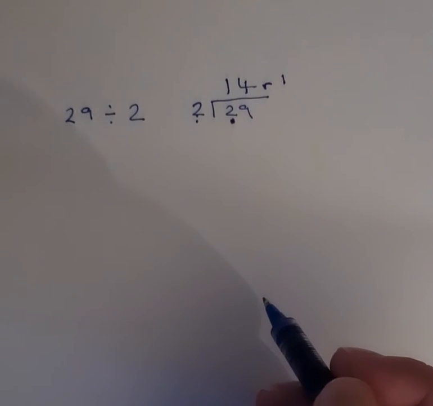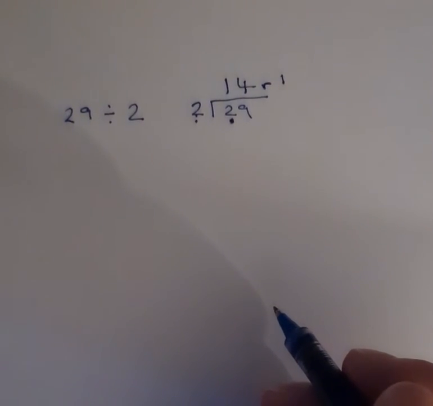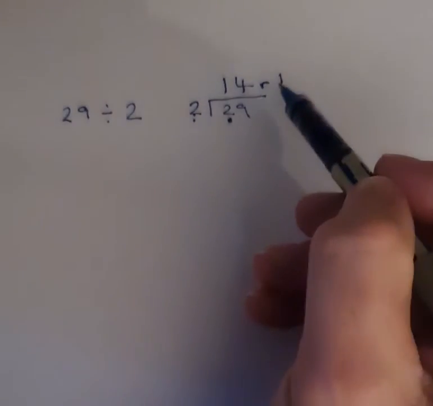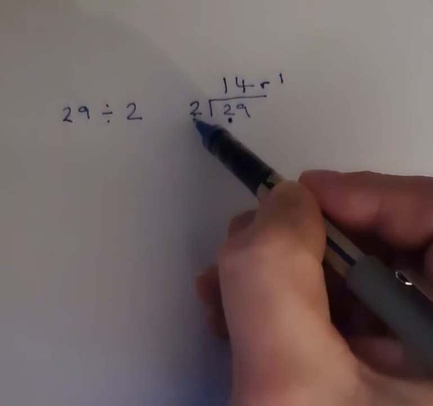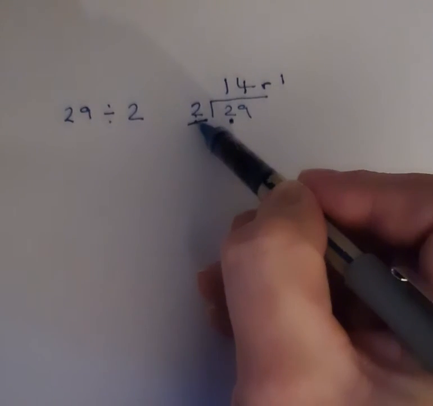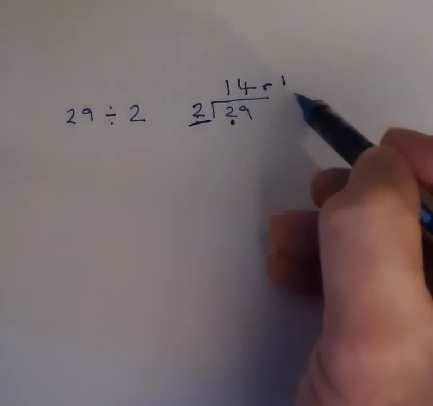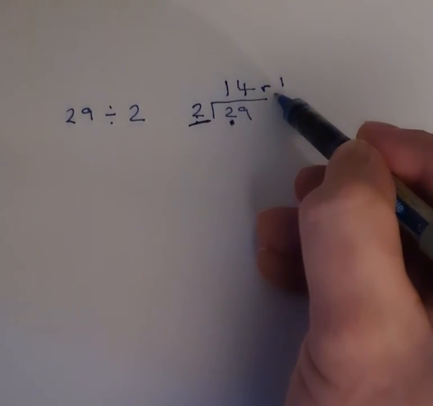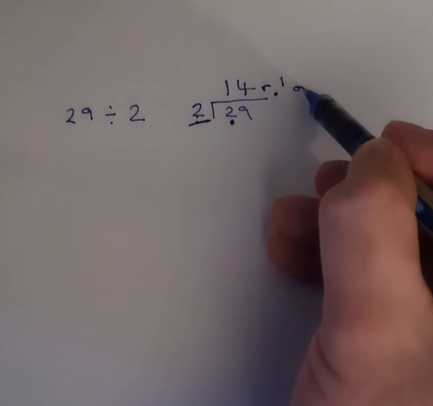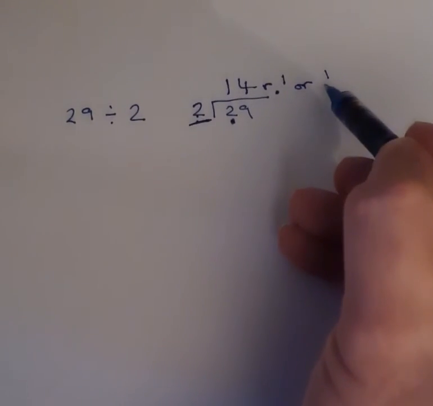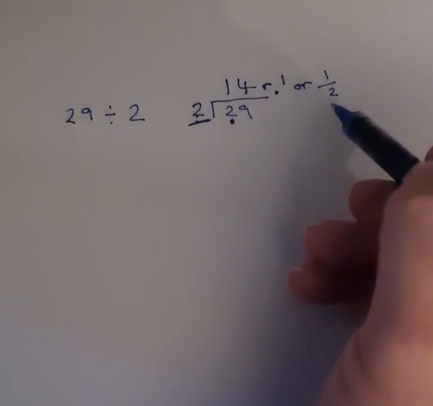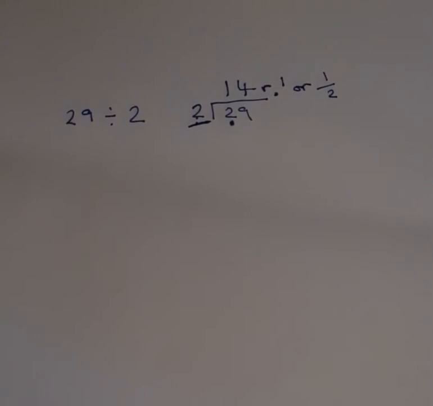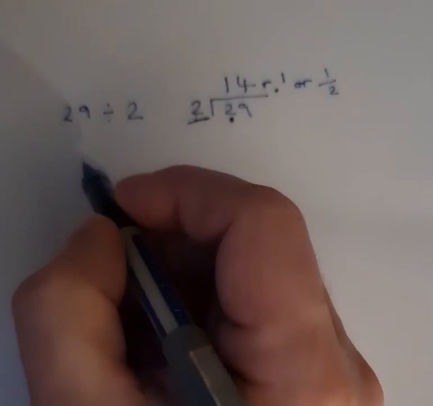But how do we interpret our remainder? What is that remainder of 1? Well, it is 1 left out of dividing by 2. So the remainder is, I'm going to put it separately, remainder 1, or in this case it's 1 out of 2, so it's a half. We do another one.